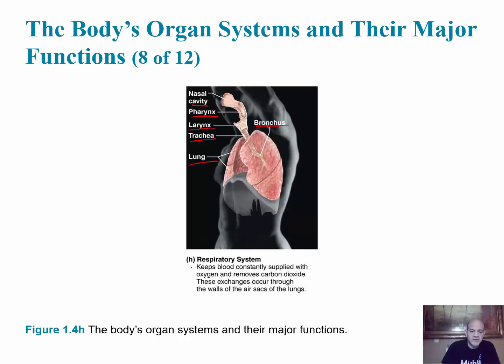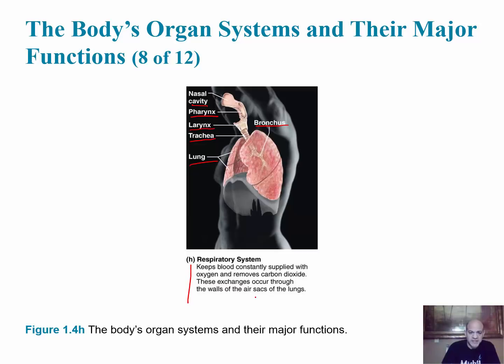Okay, so the function here for the respiratory system is to keep blood constantly supplied with oxygen, and it also helps remove carbon dioxide. Your cells will take the oxygen, use it, and create carbon dioxide, and then the carbon dioxide comes back through the blood vessels up to the lungs so that we can exhale out the carbon dioxide.